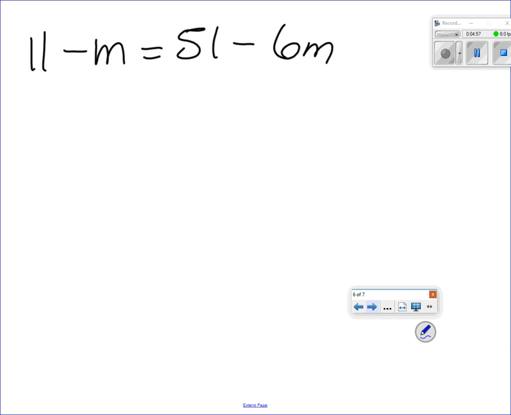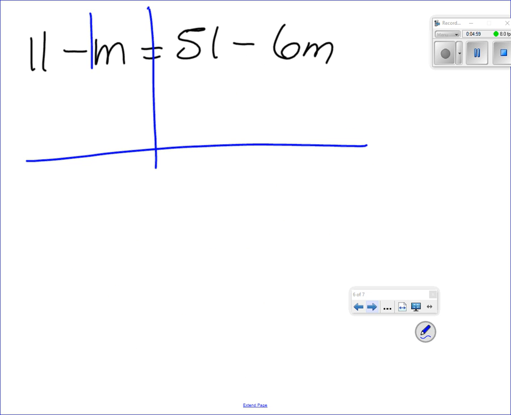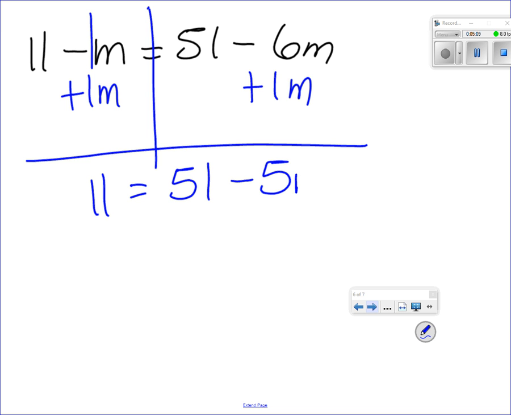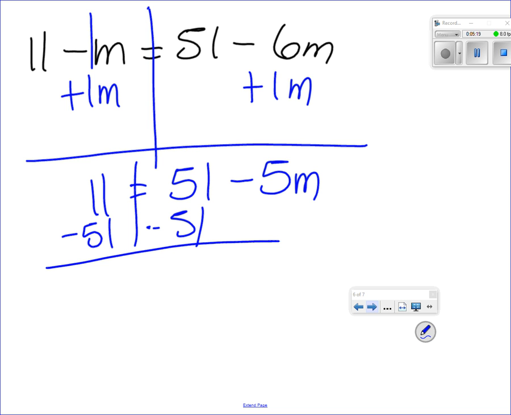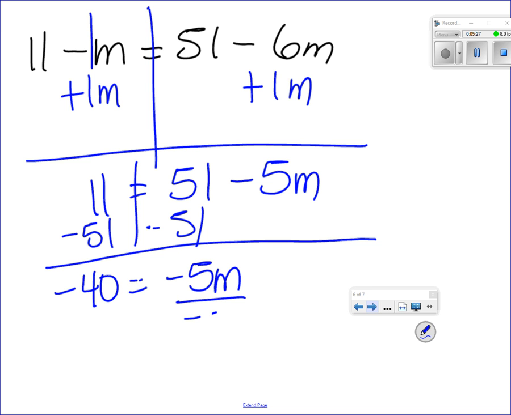The next one should give me, put a 1 here, and I'm going to add 1m to both sides. So I'm going to get 11 equals 51 minus 5m. Once again, it doesn't matter which one you move, you just have to do it to both sides. Okay, subtract 51. And I should get negative 40 equals negative 5m. Divide by negative 5. And I should get m equals 8.